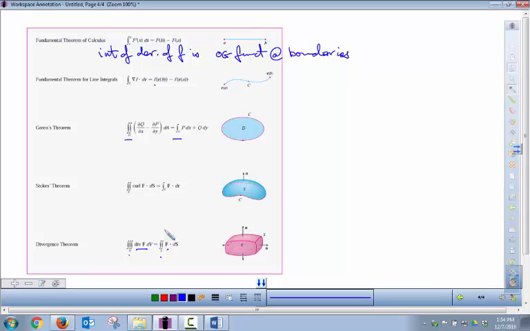You guys are going to have one problem from each of the first two exams. So your final exam will be one problem from the first exam, one problem from the second exam, and 4 or 5 problems from Chapter 16.